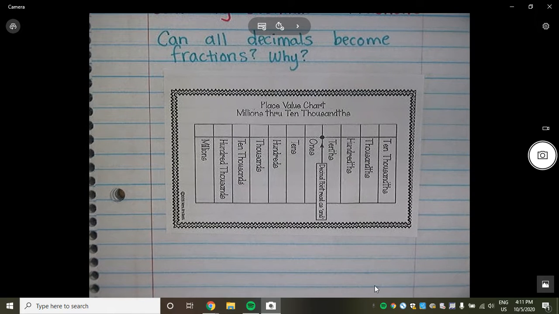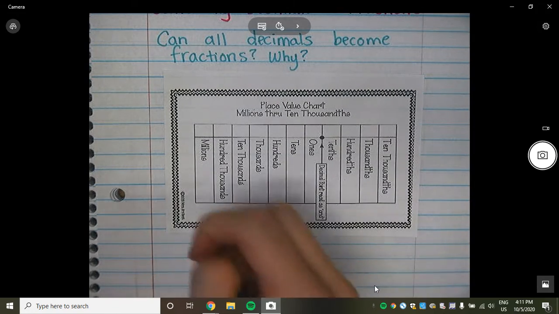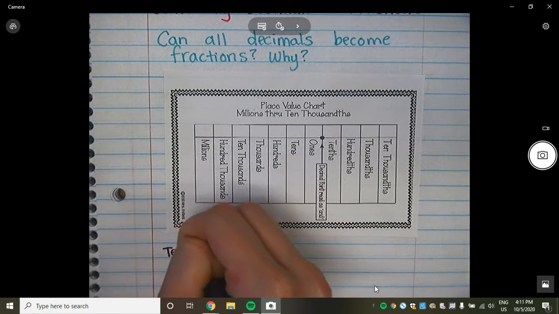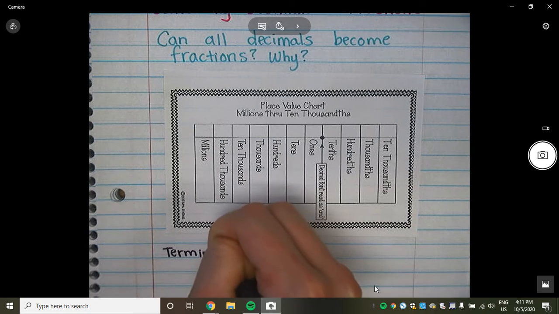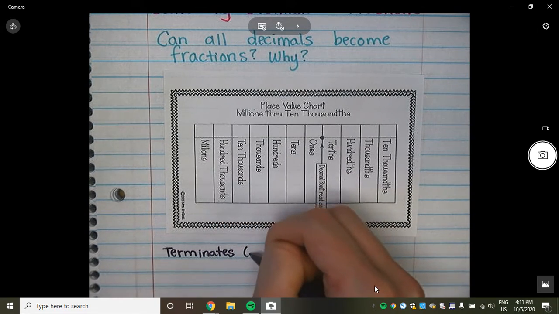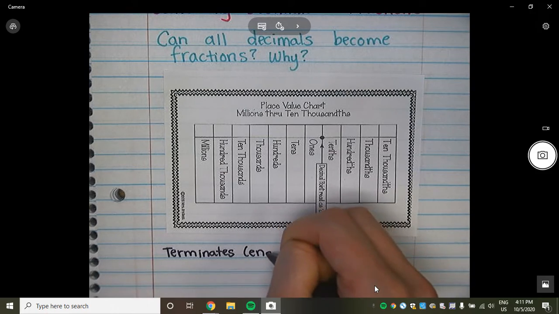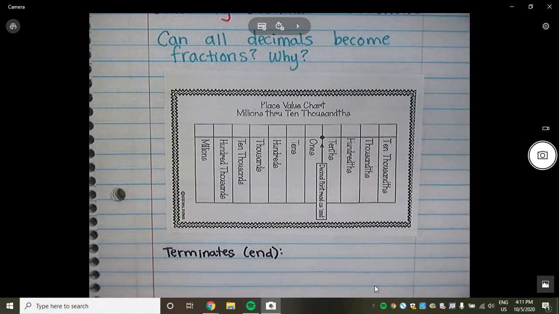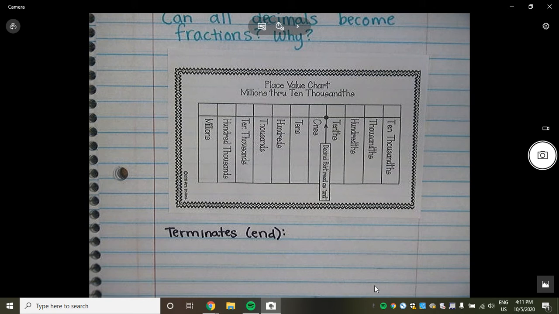If there is a terminating decimal, then we can turn that into a fraction. So down here in my notes, I'm going to write "terminates," and we're going to do some examples with terminates. And I'm just going to put in parentheses that means end. The decimal terminates and ends.